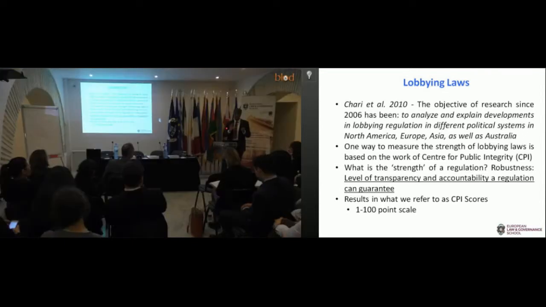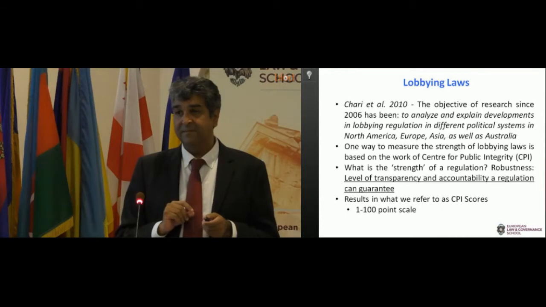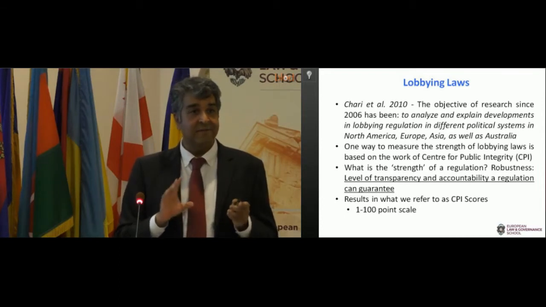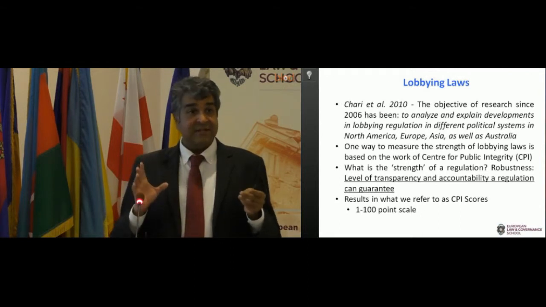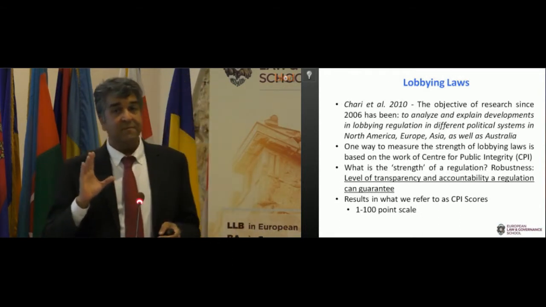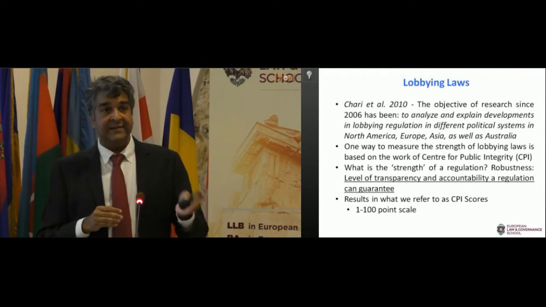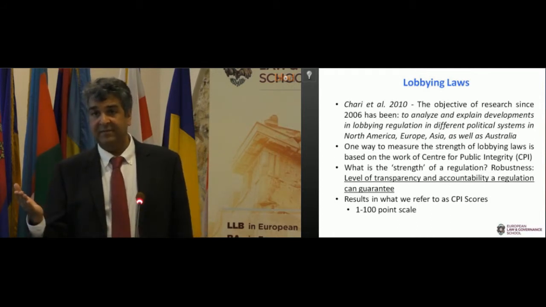What we've basically done is ask a simple question. All right, we know there's 17 jurisdictions throughout the world that have lobbying laws. How do these laws compare to each other? Right? Now, the question itself is a pretty tricky one. How do you compare Taiwan with the United States and Poland, right?